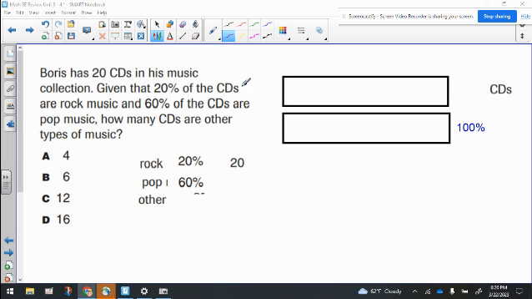Boris has 20 CDs in his music collection. Given that 20% of the CDs are rock music and 60% of the CDs are pop music, how many CDs are other types of music? Now they're talking about three categories. So they're talking about rock, pop, and other.